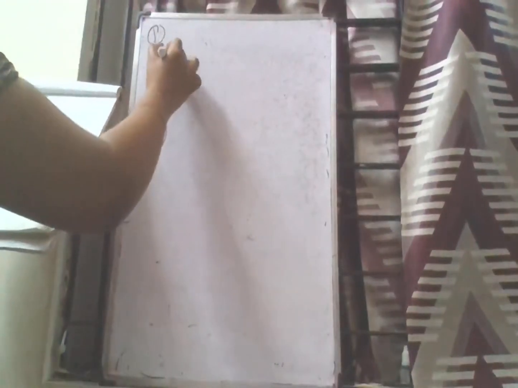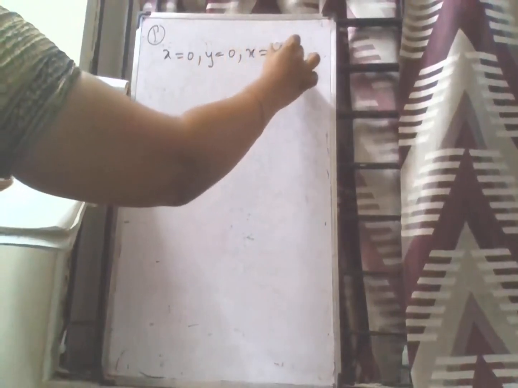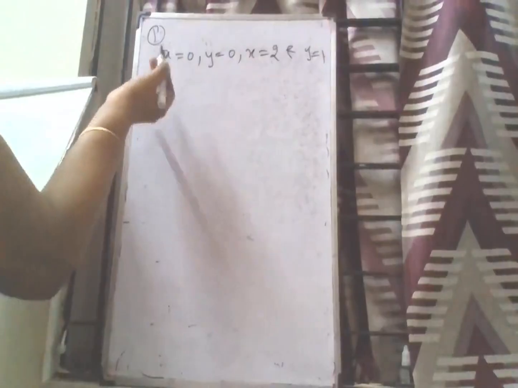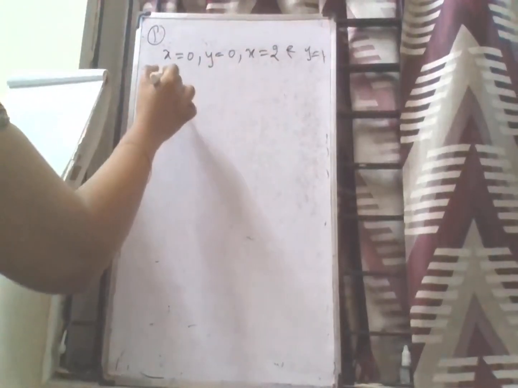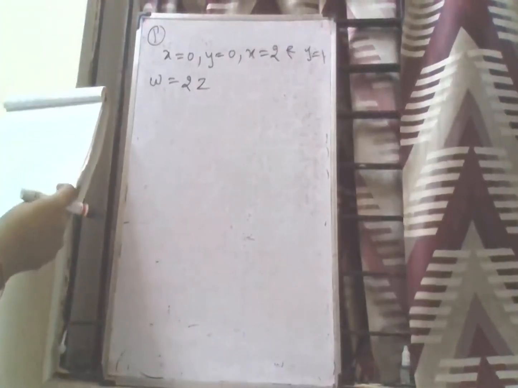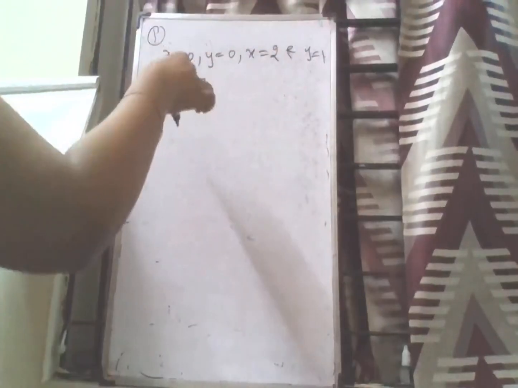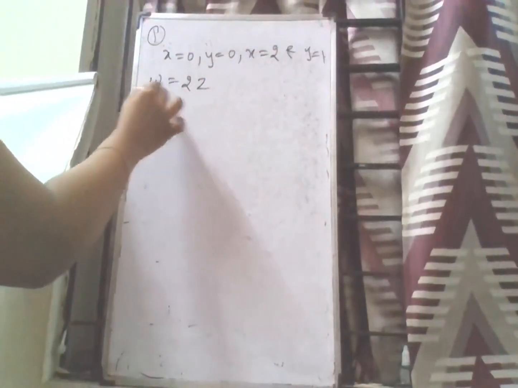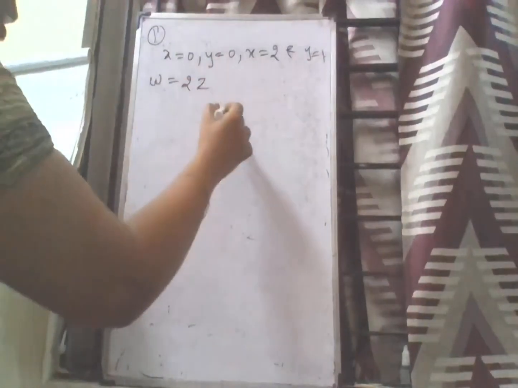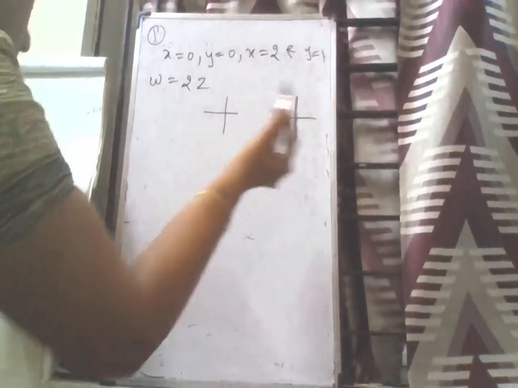Bounded by the lines x equal to 0, y equal to 0, x equal to 2 and y equal to 1, under the transformation, because without a transformation I can't find my image: w is equal to 2 times z. Here the z plane has been given in terms of points. You draw the graph, go for the transformation and find the image. Before that, I'll draw the graph first so that it will be easy.